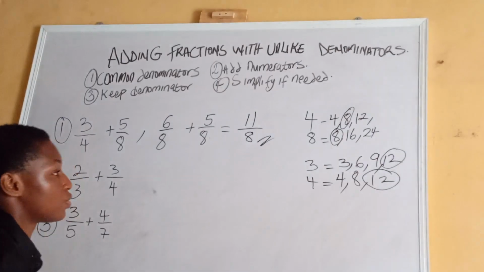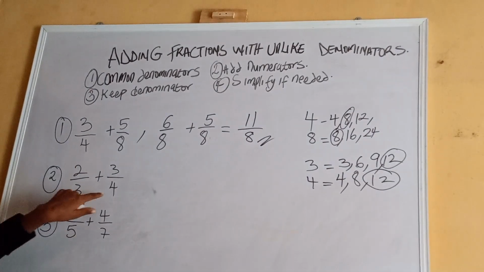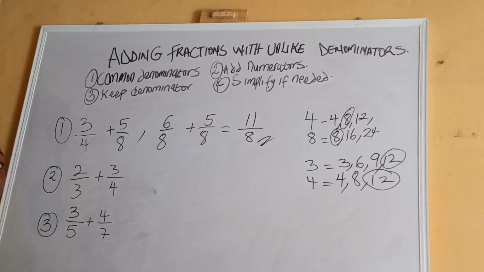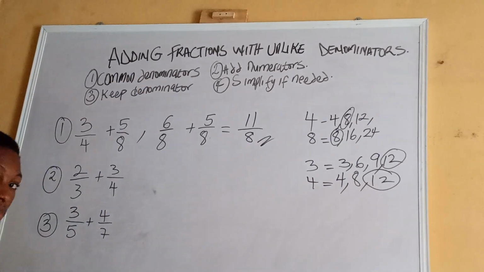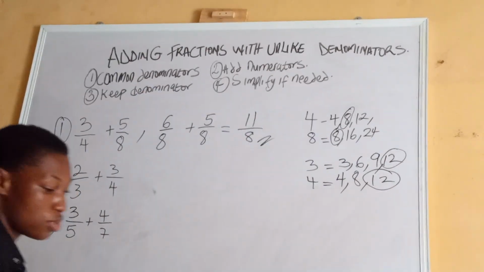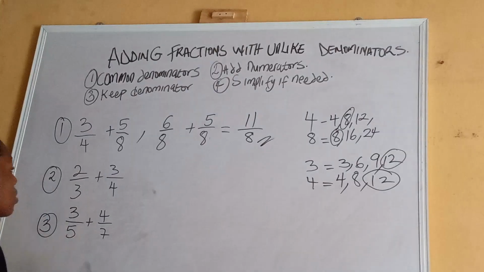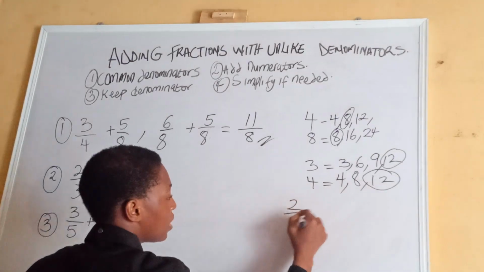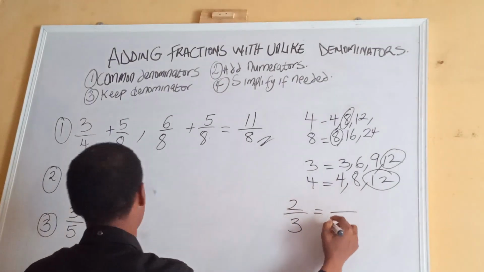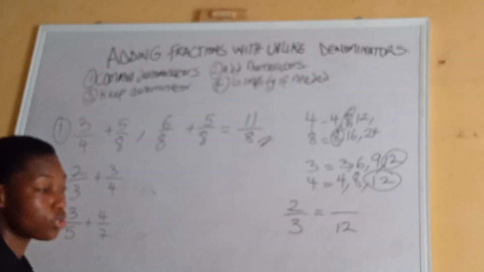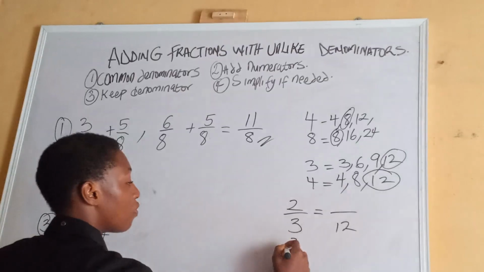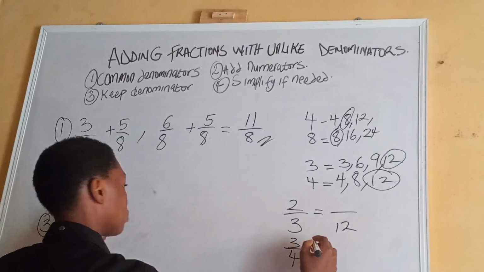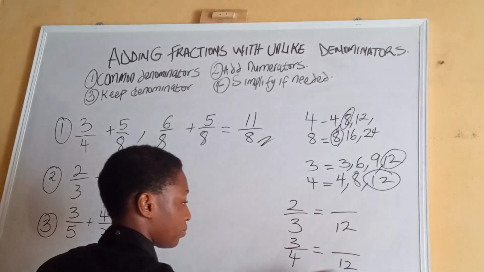Now, remember the drill. We want to make sure this is 12 and this is also 12, because we want to make everything equivalent. We want to have common denominators. So what are we simply going to do? We are going to do this with equivalent fractions. 2/3 equals dash all over 12. We're making the new denominator 12. And the same thing for this: 3/4 equals dash all over 12.